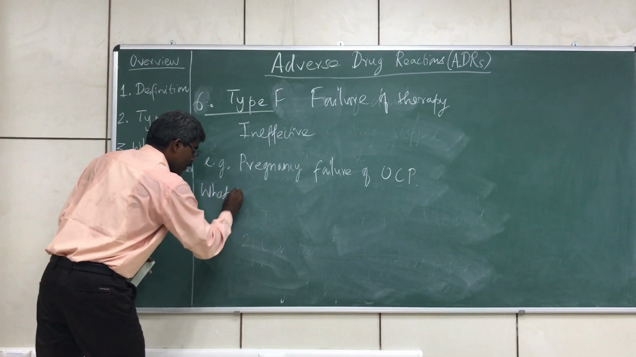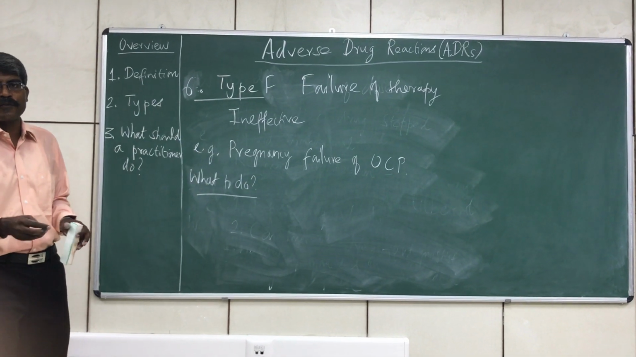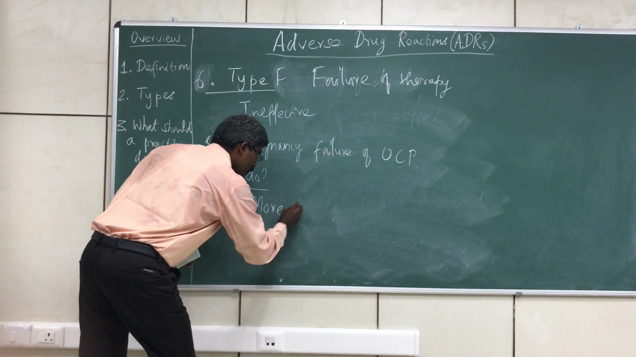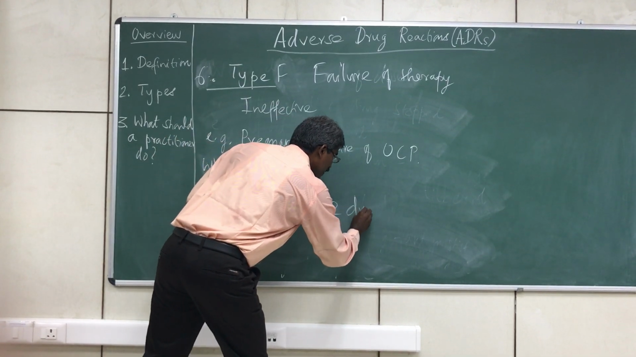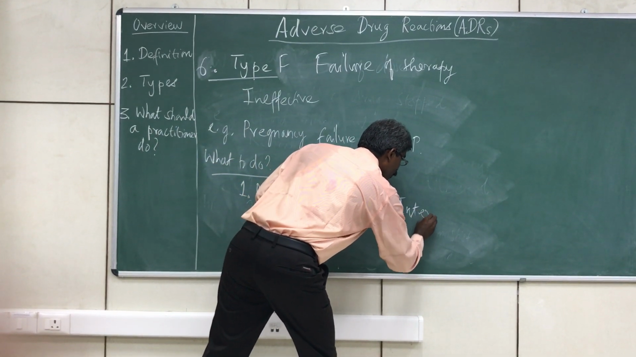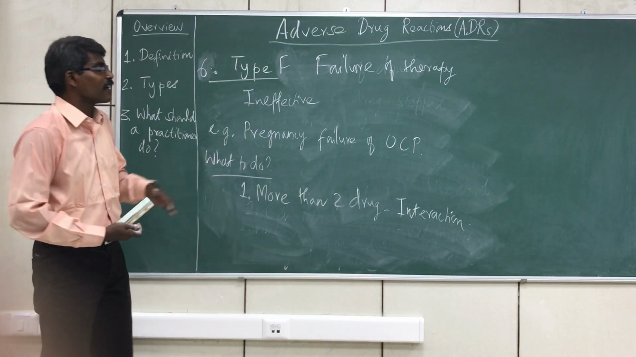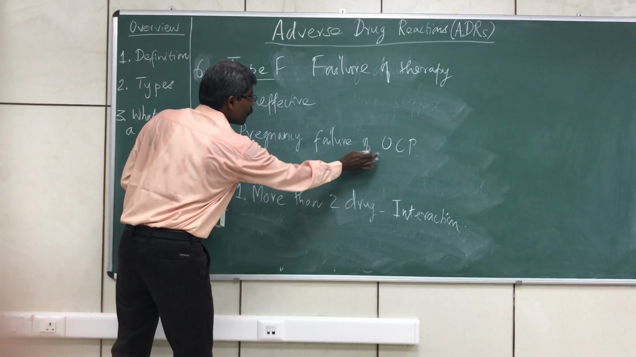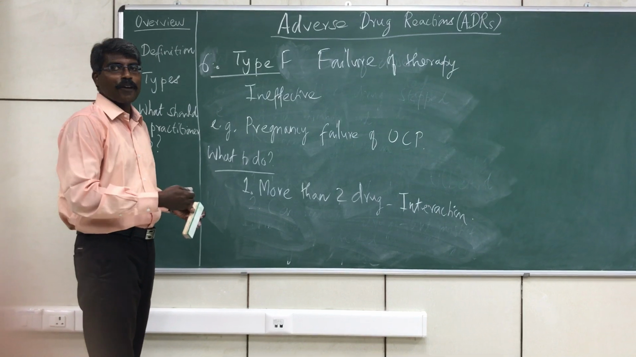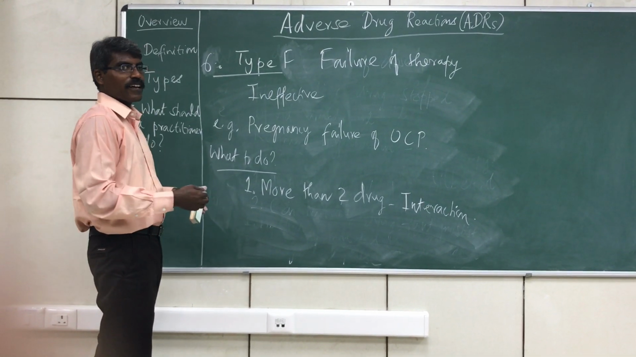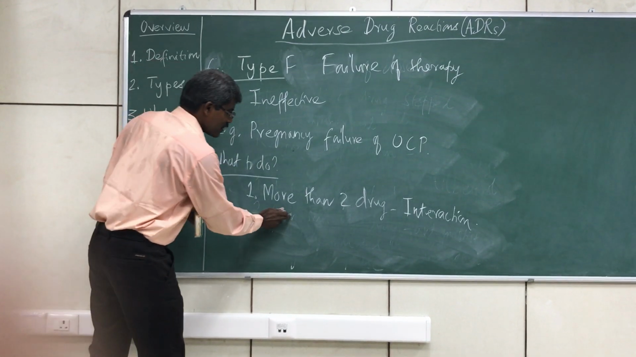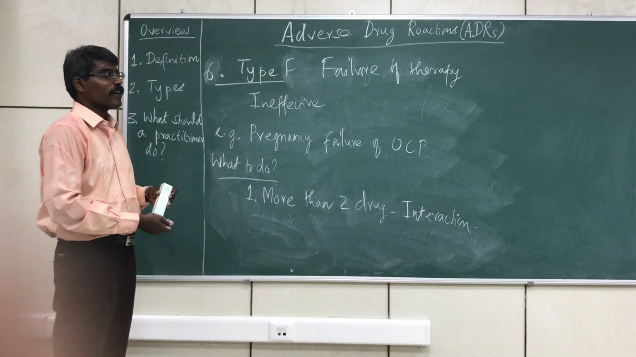Now, what should a clinician do to avoid these type F reactions? Whenever more than 2 drugs are taken, we have to think about whether a drug interaction is happening which can lead to ineffectiveness. So always check whether there is a potential interaction which can reduce the effectiveness of these drugs. For example, a person who is taking an oral contraceptive is also prescribed a broad spectrum antibiotic like amoxicillin, which can interfere with the enterohepatic cycling of estrogen, decreasing the estrogen level in the blood, and causing failure of contraception and ineffectiveness. In this way they can reduce or prevent these type F adverse drug reactions.